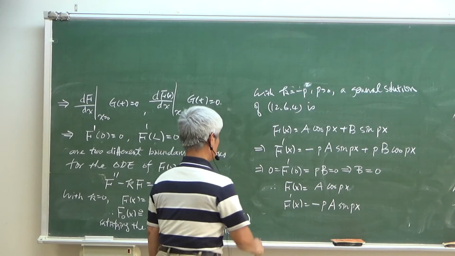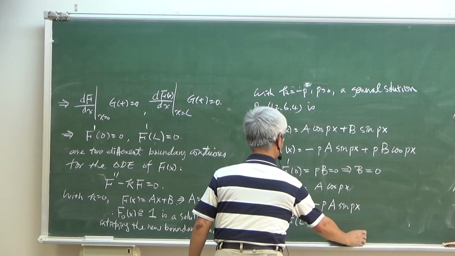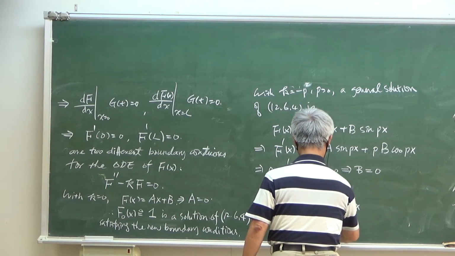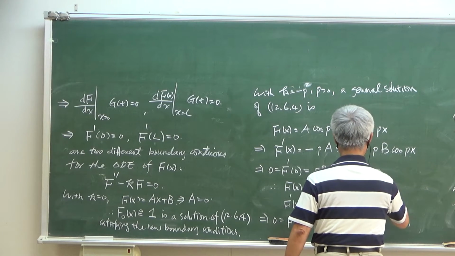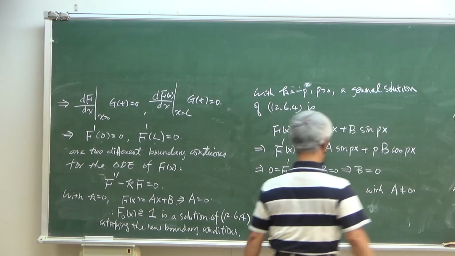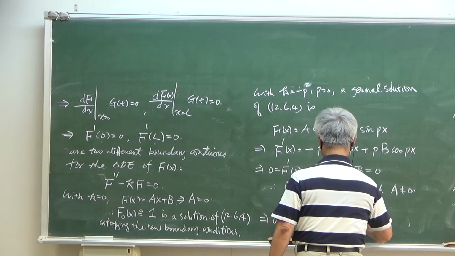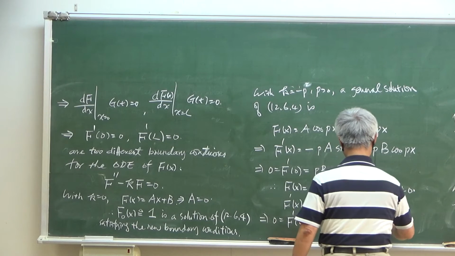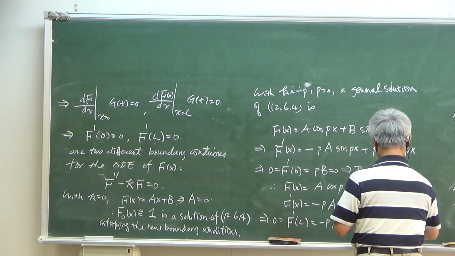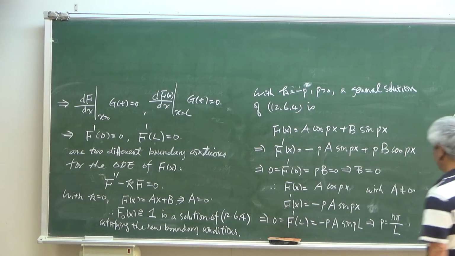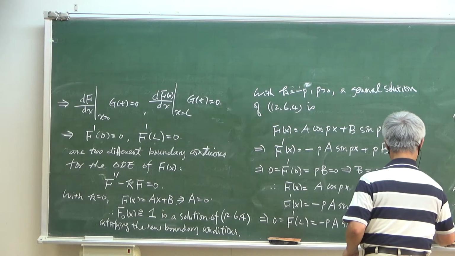Okay? So 0 equal to f prime L, with a cannot be equal to 0, implies that sine pL equals 0, and so you have pL equal to n pi. So p equals n pi over L, with n equal to 1, 2, 3, etc.